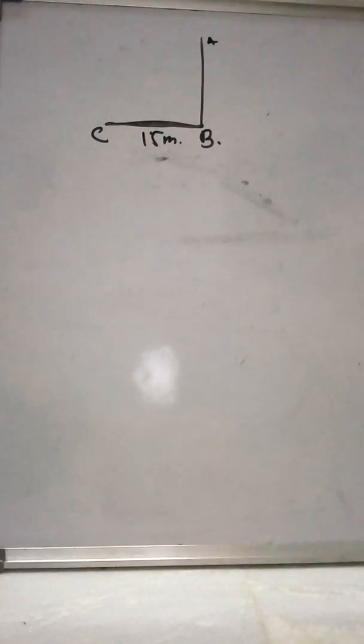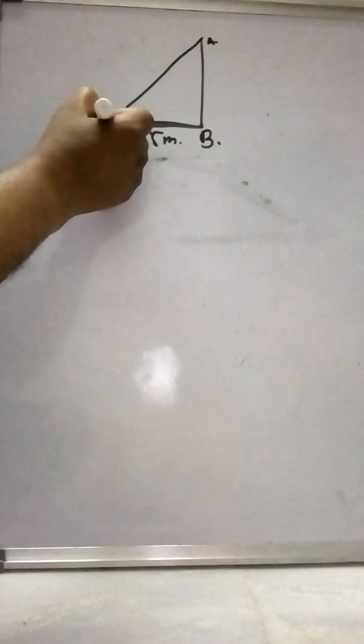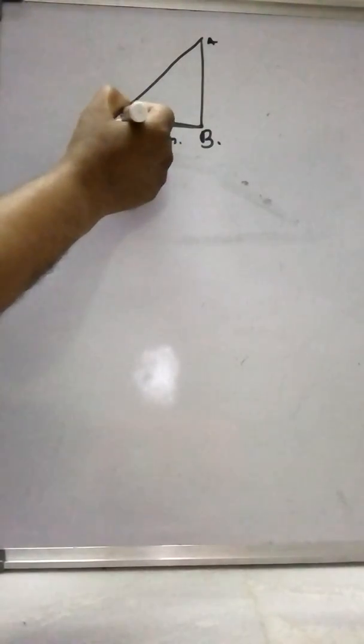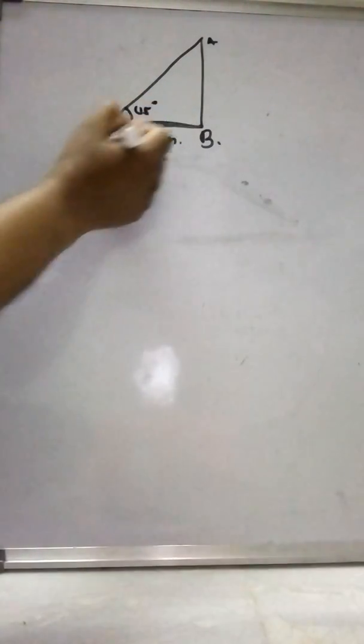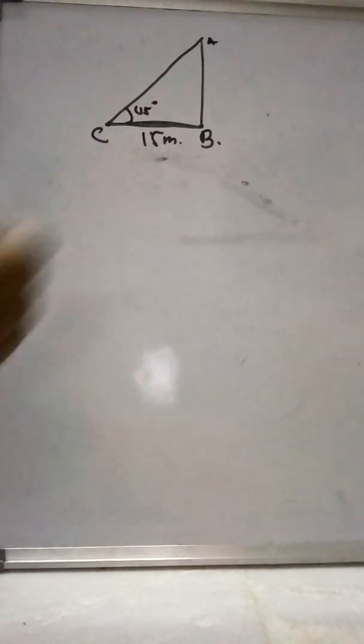Now it is said that the angle of elevation of the top of the tower is 45. So the angle of elevation from this point C is 45 degrees. Last class I explained to you what is angle of elevation and what is angle of depression. So he is asking us to find the height of the tower.